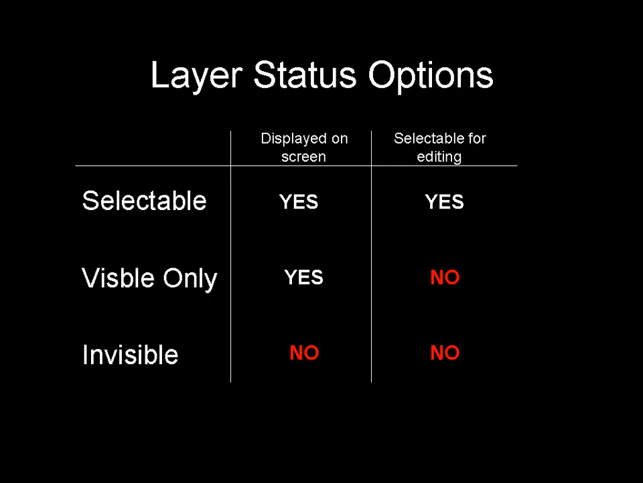The control settings and status options for layers are Selectable, Visible Only, and Invisible. Selectable means that the entities assigned to this layer are displayed on screen and may be selected for editing purposes. Visible Only means that the entities assigned to this layer are displayed on screen but cannot be selected. Invisible means that the entities assigned to this layer will not be displayed and are therefore not selectable.